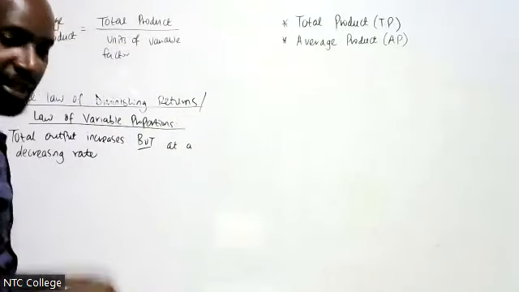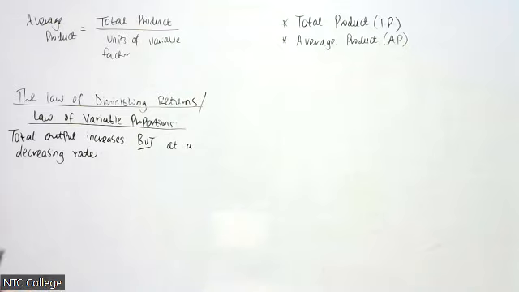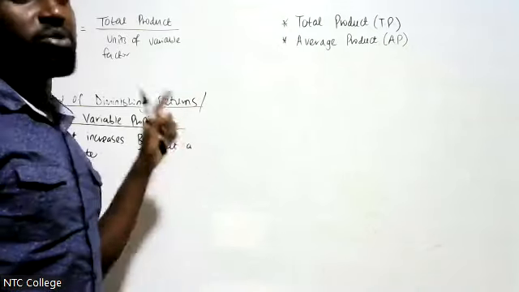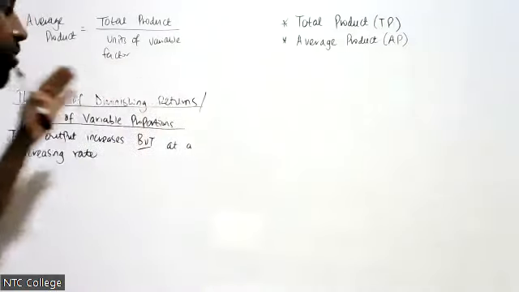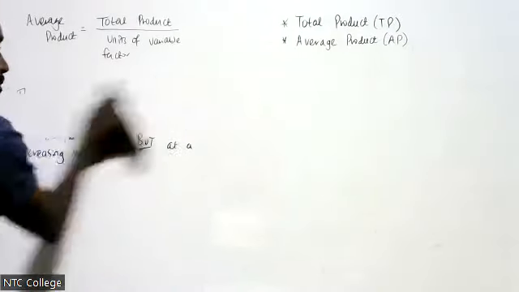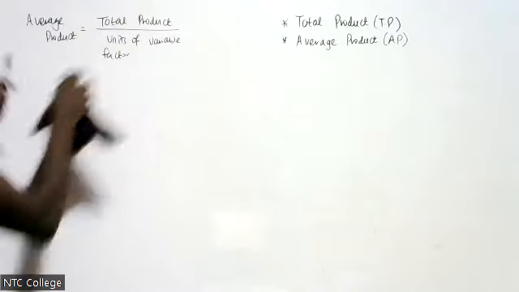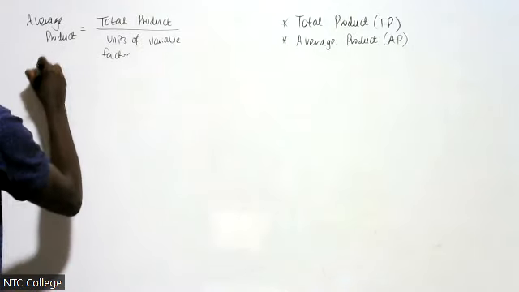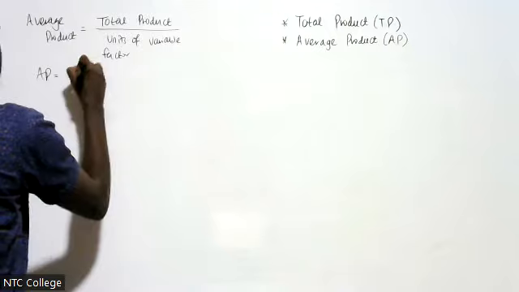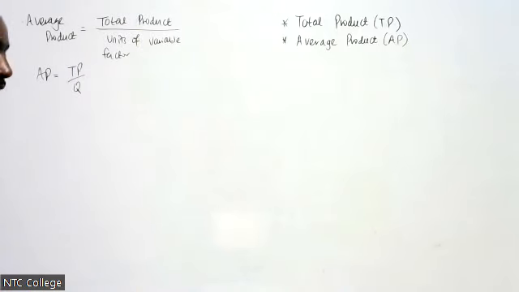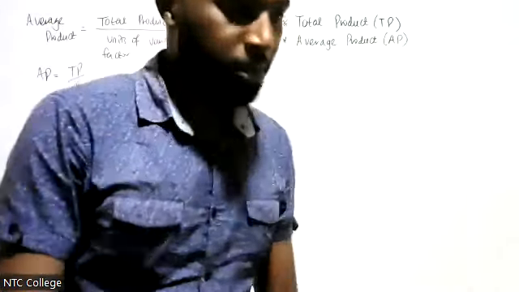So basically, what am I saying there? Remember what you're doing here. We're trying to understand this law of diminishing returns, and for us to understand that, we need to understand some terms. So the second term you're trying to understand is average product. That is total product per unit of variable factor, meaning that AP equals TP over Q.